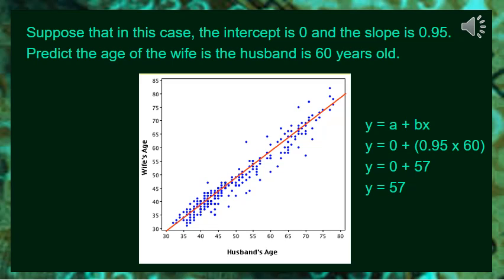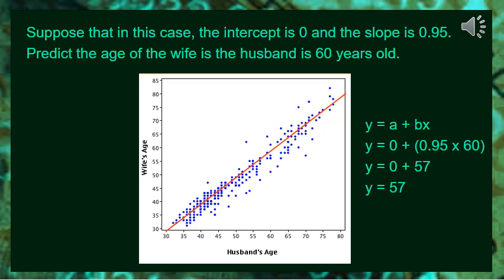Let's try this formula here with this scatter plot you have seen already in the last chapter. The scatter plot illustrates the correlation in a couple between the age of the wife, here used as the response variable, and the age of the husband, here used as the explanatory variable. So here, the unknown, the one you want to predict, is the age of the wife if the husband is 60 years old. So I will use my formula here, y equals a plus bx.